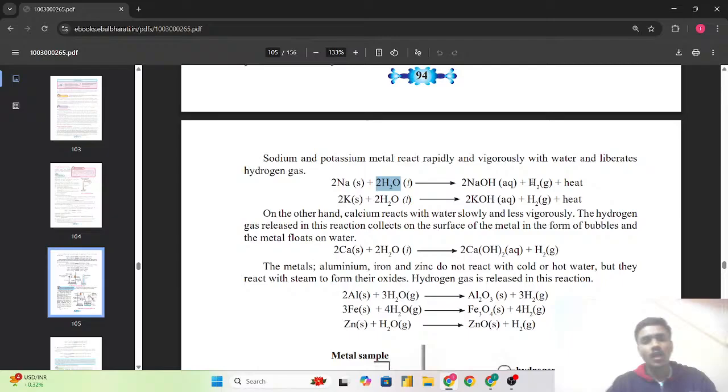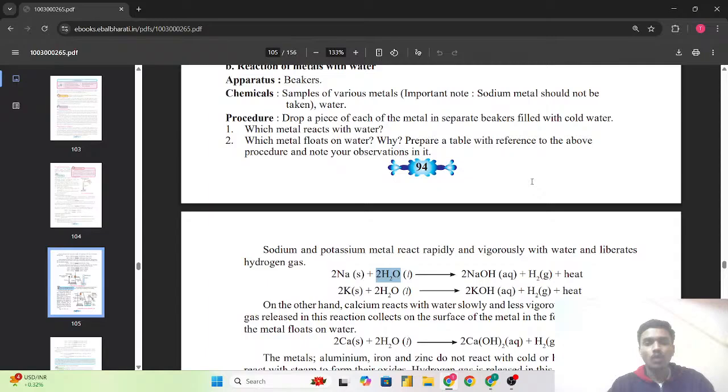On the other hand, calcium reacts with water slowly and less vigorously. So, from the above two reactions, sodium and potassium are the two metals that react vigorously with the water and suddenly liberate hydrogen gas and give out heat. But calcium reacts with the water slowly and less vigorously. The hydrogen gas released in this reaction collects on the surface of the metal in the form of bubbles and the metal floats on the water.